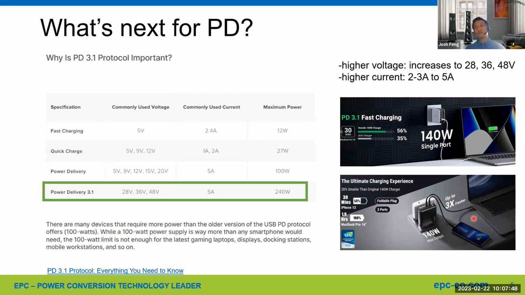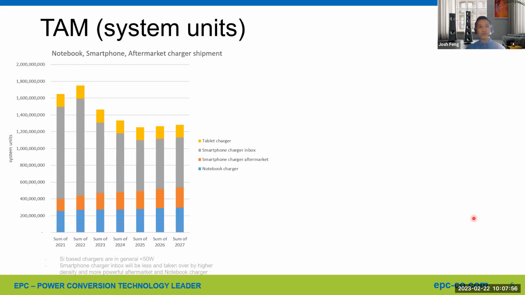Then next, in terms of market overview, the question is whether there is enough market for this PD 3.1. Let me share with you the overall market size. This is not addressing a particular semiconductor device, it's more addressing the system units. It's all combined just on the sourcing device. If you're just talking about chargers, for example, a tablet charger in a box, a smartphone charger that comes in the box that ships together with a smartphone, or some aftermarket chargers together with a notebook charger, the total combined exceeds more than 1 billion system units a year.